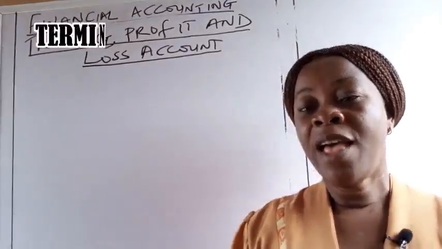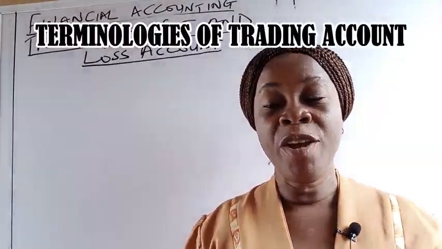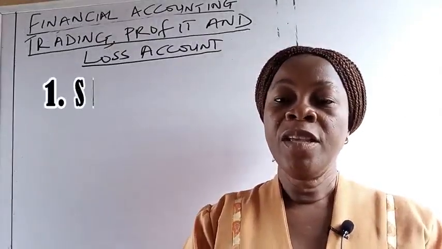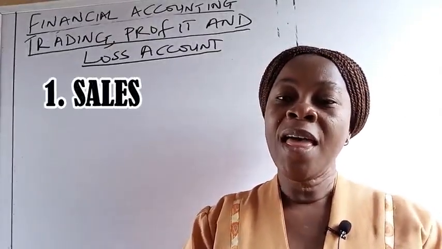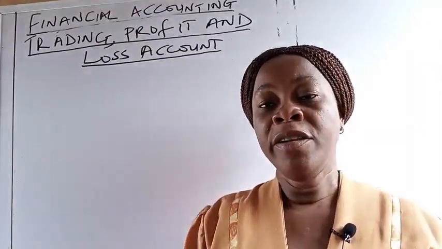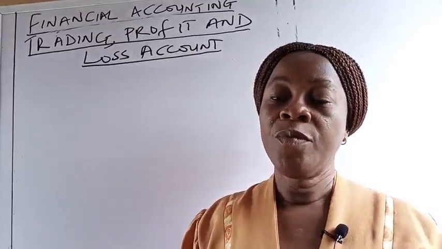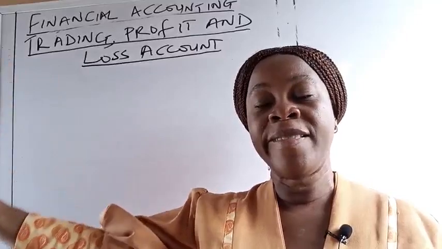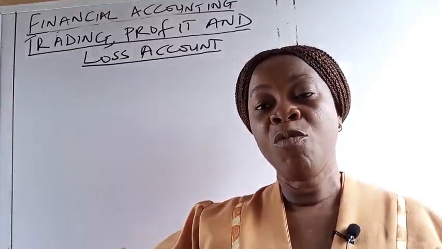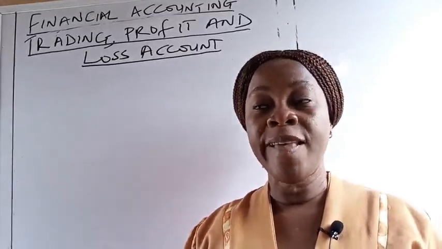Now, let's go to the terminologies of trading accounts. Let's look at trading account first. In the trading account, we have sales. Sales is the total cash sales and credit sales for the period under consideration, and it is written on the credit side of the trading account because it is revenue. Remember that revenue is written on the credit side.